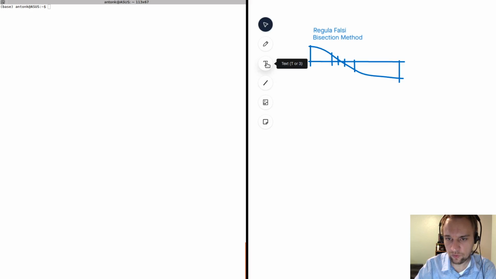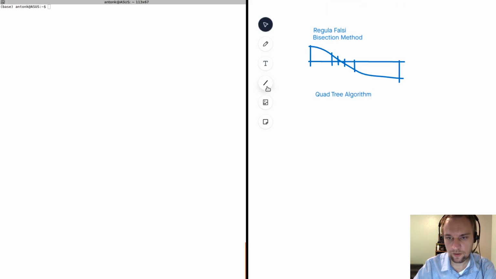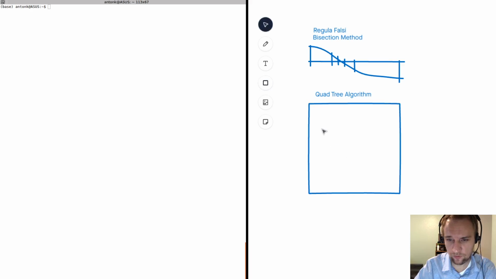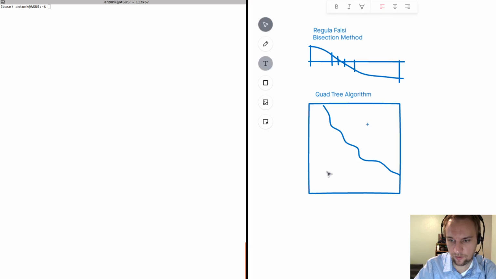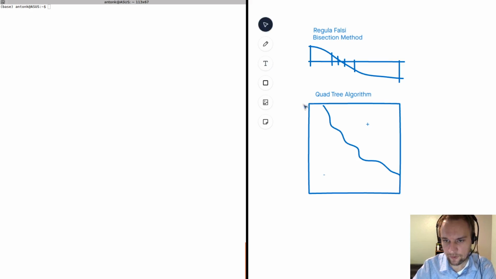So if you want to extend this idea to 2 dimensions, then you have to use another algorithm called the Quadtree algorithm. And in this case, the idea is very similar. So if you have a 2-dimensional region of interest, and you have a function which is positive on one side and negative on another side, then you would subdivide the initial region of interest into 4 subregions.